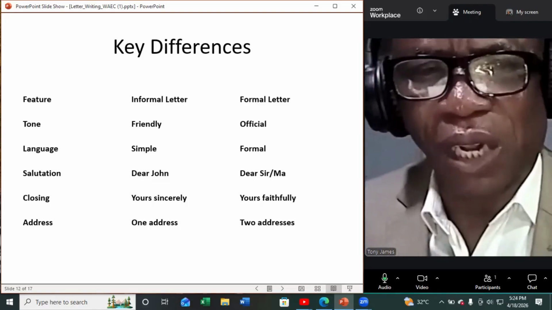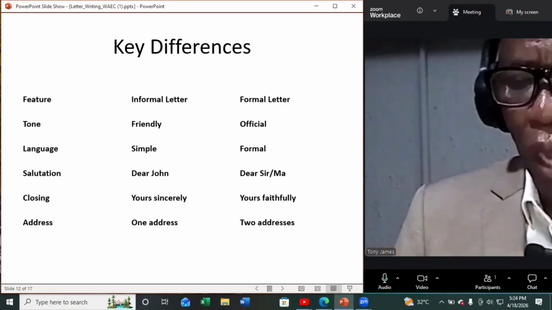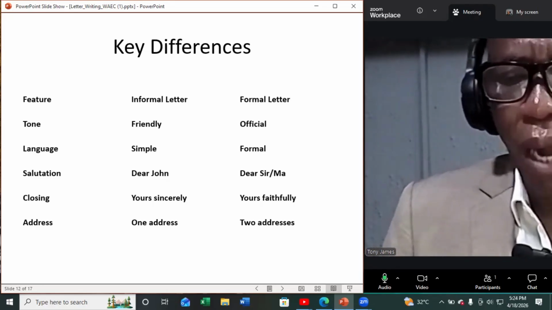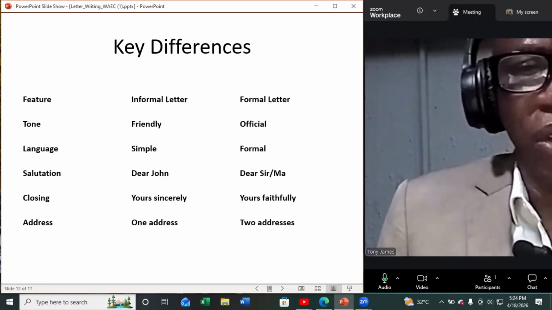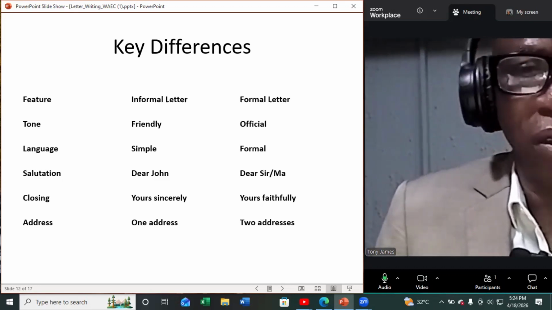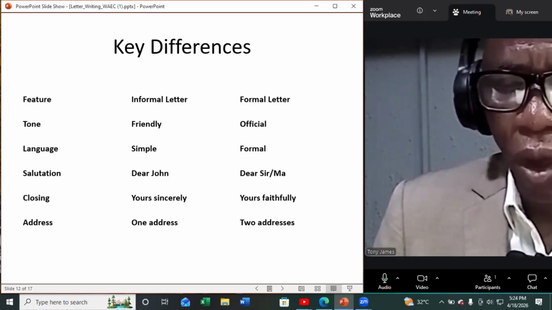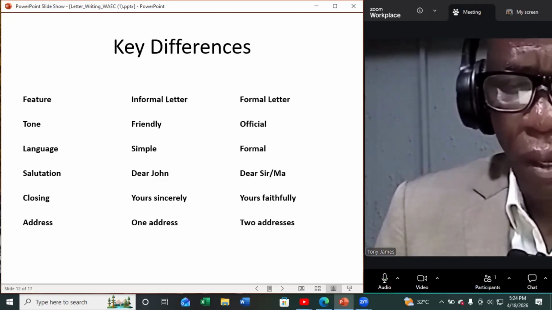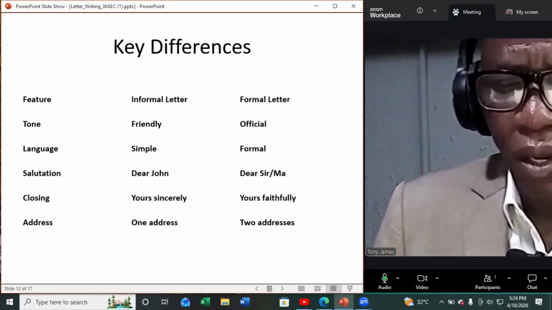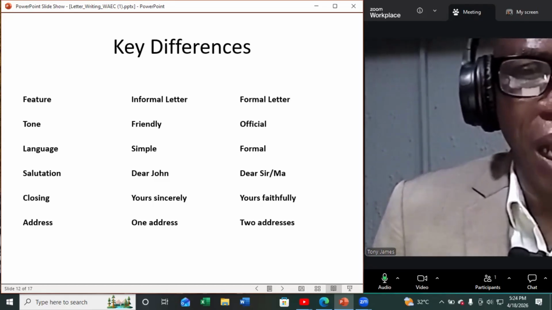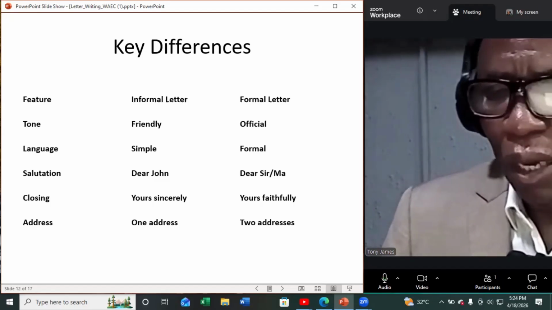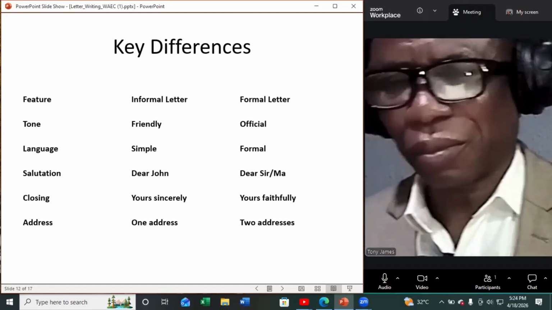And the first letter of D and Sir have to be capital. Then the closing remark. The closing remark of an informal letter is yours sincerely, while that of the formal letter is yours faithfully. Then the address. The informal letter has only one address, while the formal letter has two addresses, the address of the writer and the address of the receiver.